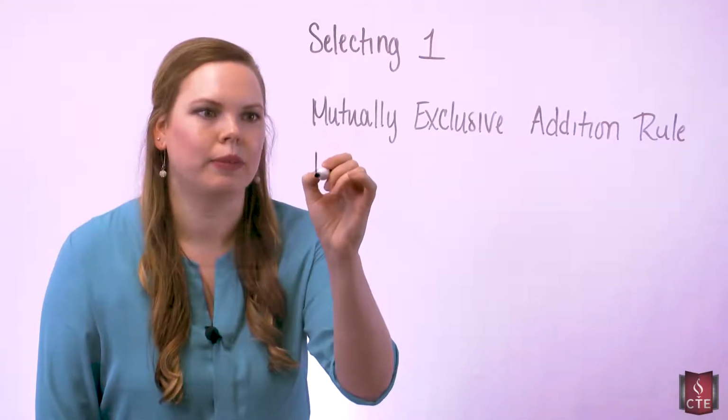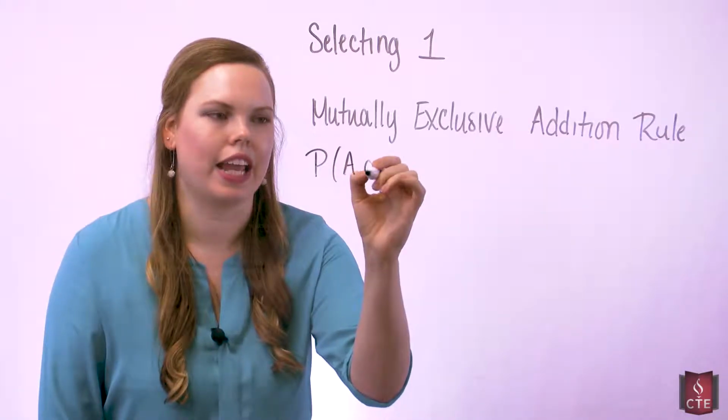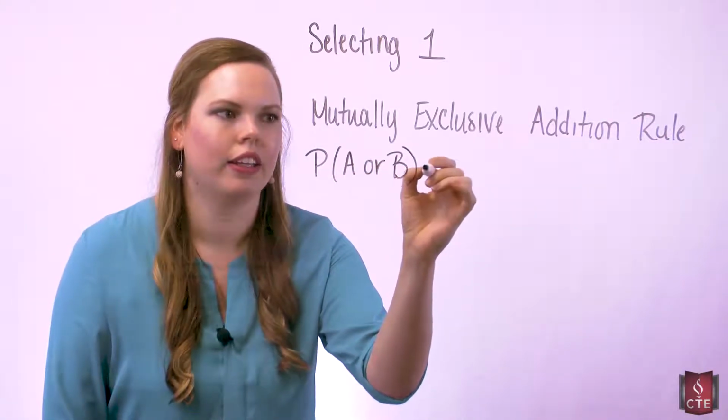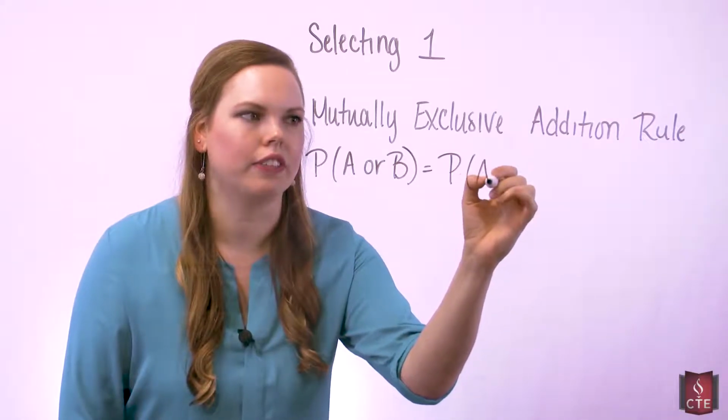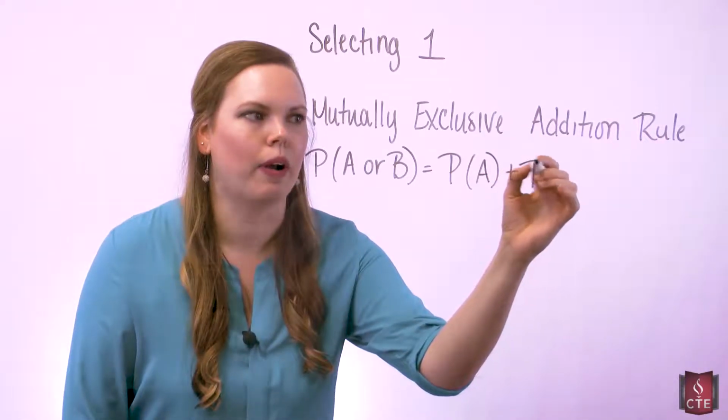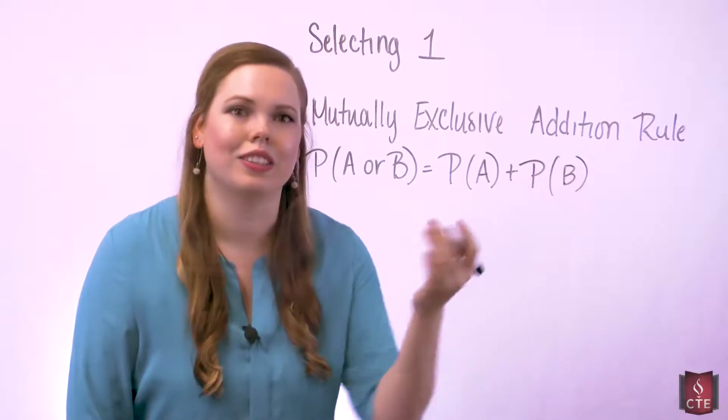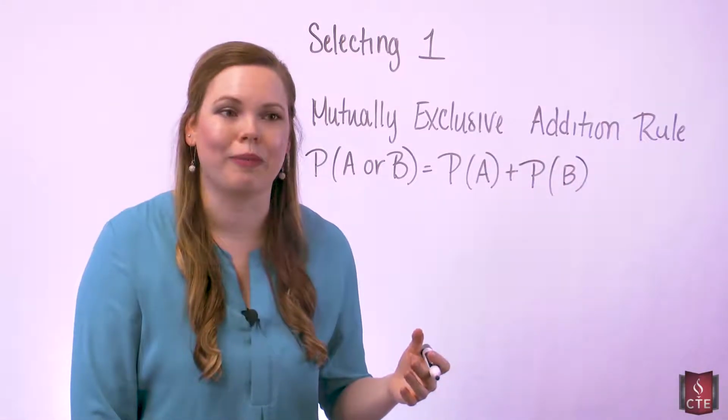When that happens, the probability of the two events A or B happening, you take the probability of the first event and you add the probability of the second event. So the probability of A plus the probability of B.